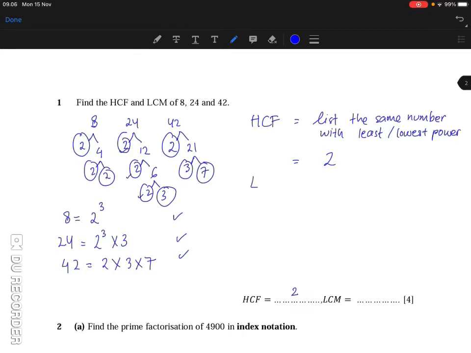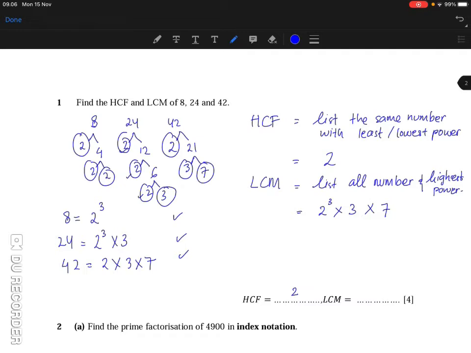Now let's move on to the LCM here. For the LCM, you need to list all of the numbers with the highest power. So you have 2, you have 3, and 7, right? So don't forget to put the 2, 3, and 7, and you have multiplication between them. Now you need to identify which one is the highest power. For example, you have 2 cube and 2 here. It means you have to pick the 2 cube.